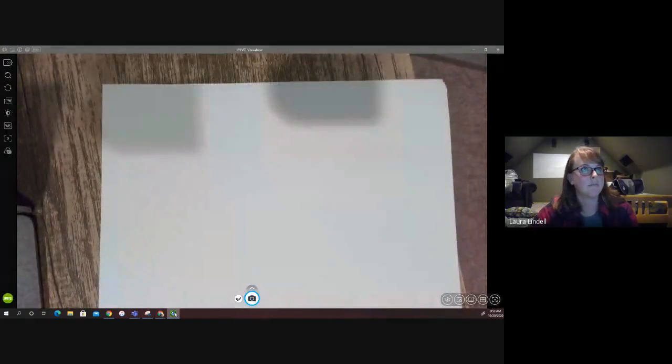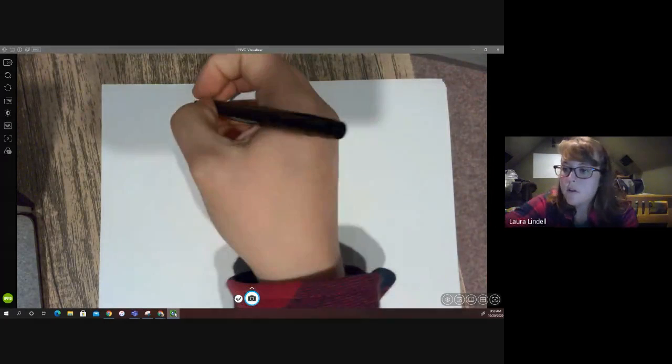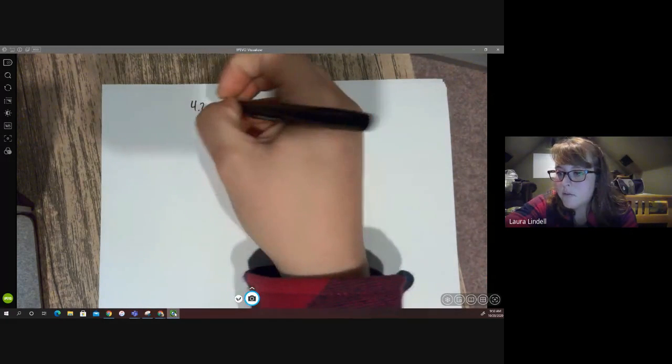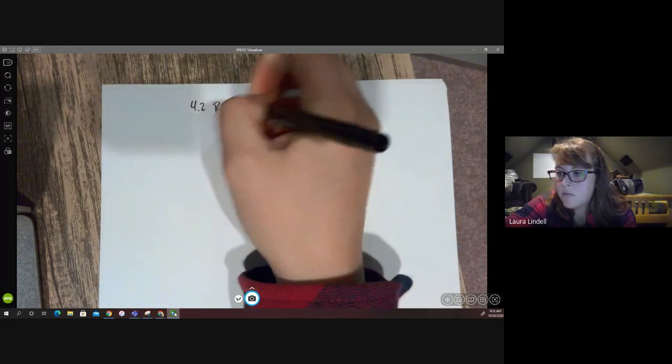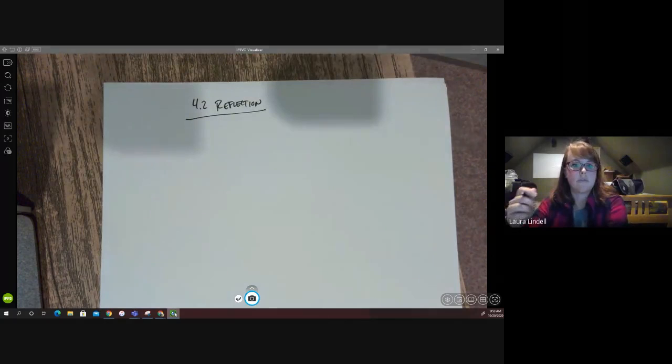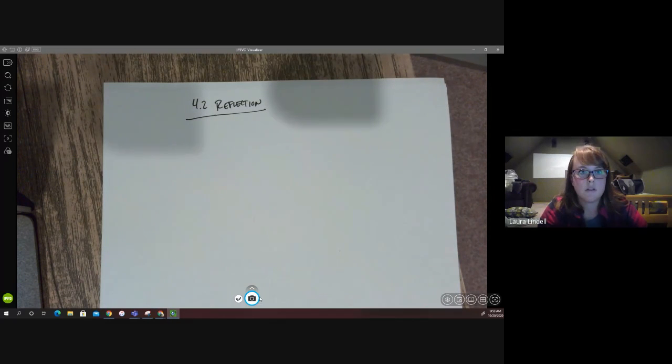So let's get started. 4.2, reflection. Okay, so reflection is just flipping a shape over a line.